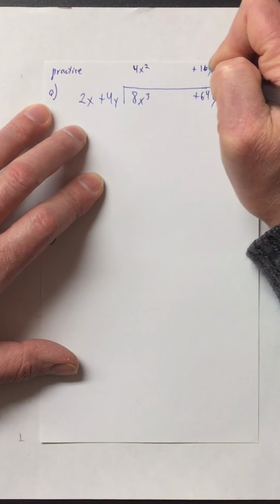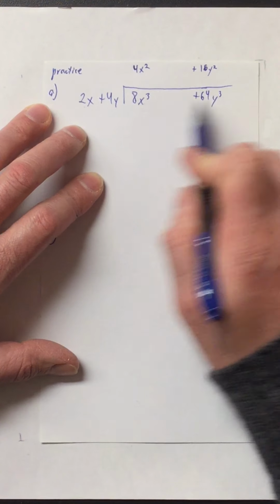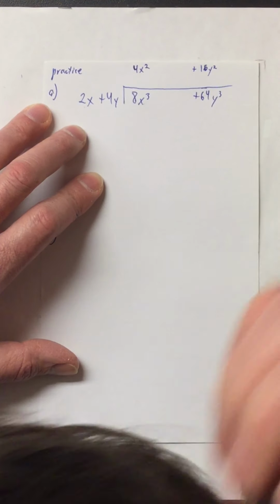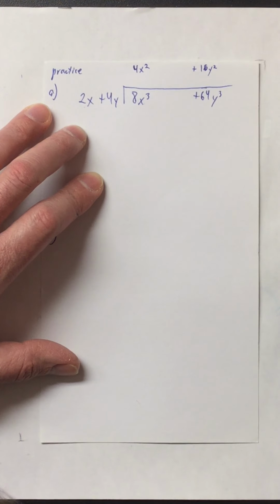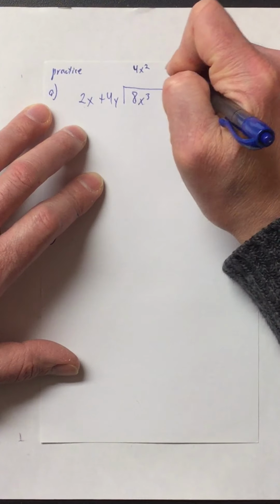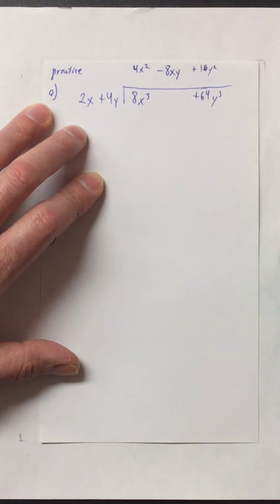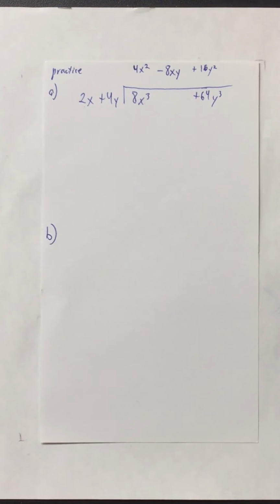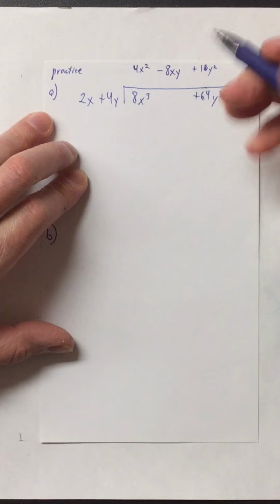So I think there's my shortcut, is to divide this first term into this one and this one into that one. Then I'm going to multiply these two together and then flip my sign. So 2 times 4 is 8. X times y is xy, and then I'll put a negative in there. And I have a feeling that that as my shortcut is going to work. Let's work it out longhand.